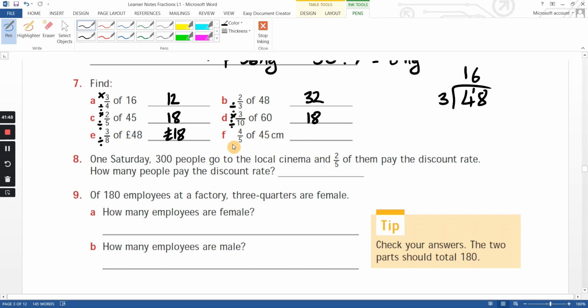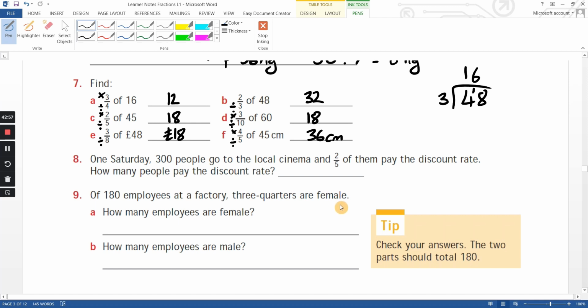4/5 of 45 centimeters, so let's divide by 5 first. That's going to give me 9, times by 4. 9 fours are 36, and that's in centimeters. Yep, hopefully you guys got the same.